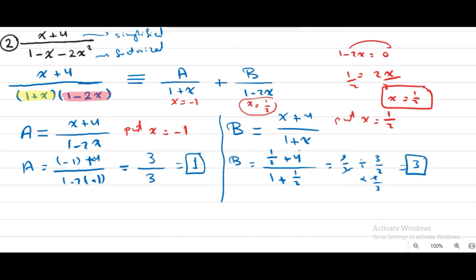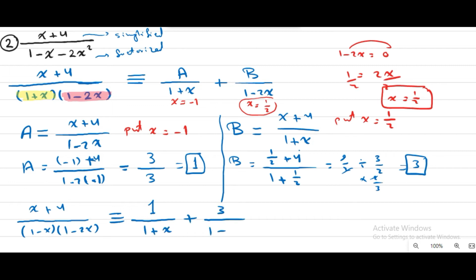As we did in the last question, we have to write the final form for the question, which is (x + 4)/((1 - x)(1 - 2x)), equivalent to the first fraction, but put the value of A in its place, which is 1 over 1 plus x, plus put the value of B, which is 3 over 1 minus 2x. And this is the final answer for this question.